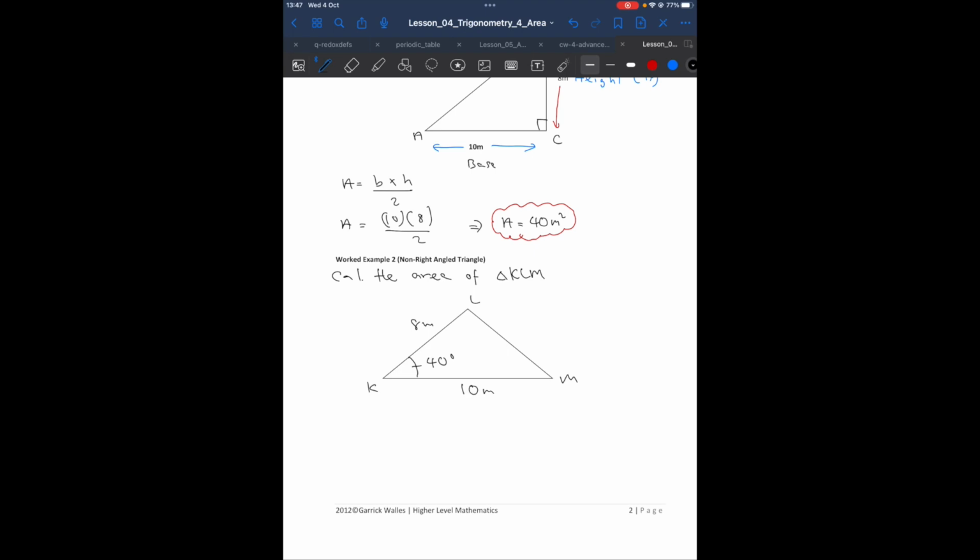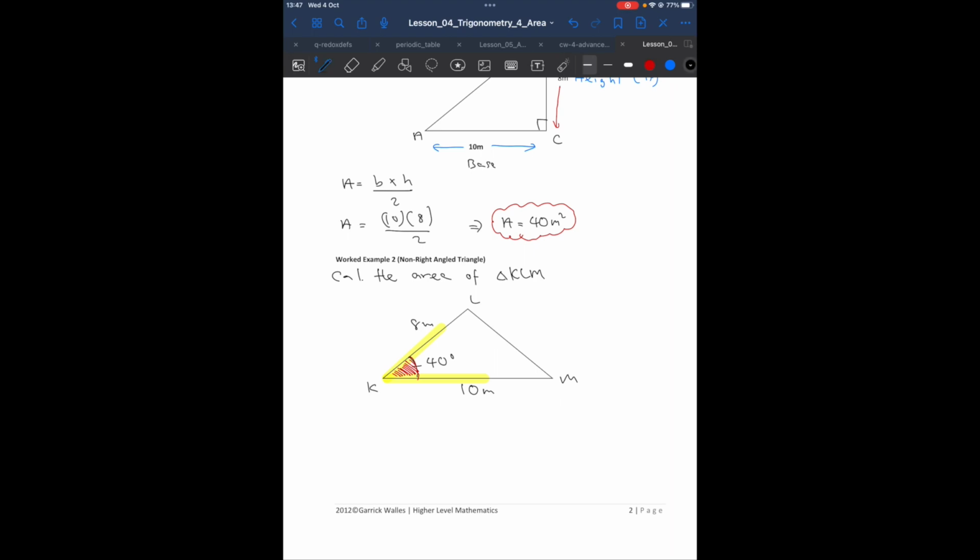So your exam questions are going to look very, very similar to this. This is what you're actually looking for. You need to be given two lengths, in this case the 8 meters and the 10 meters, and you need to be given the angle in between those two lengths. In this case it's the 40 degrees, if we are to calculate the area of the triangle.